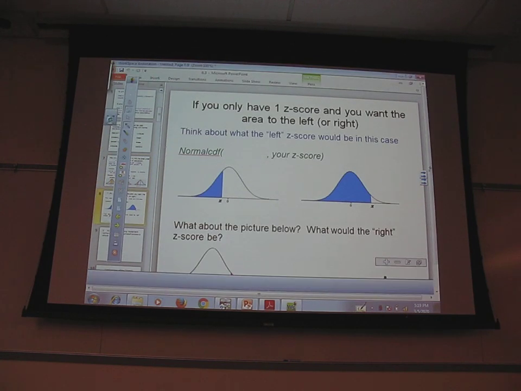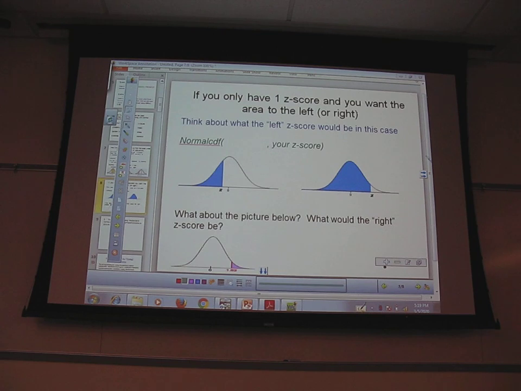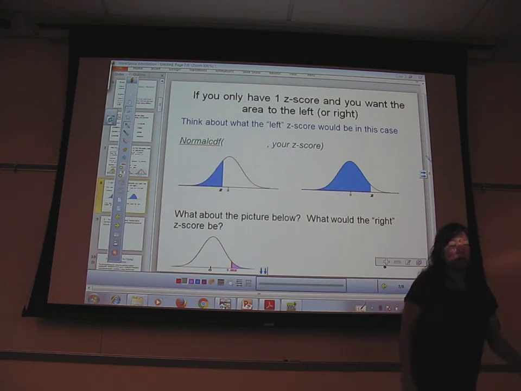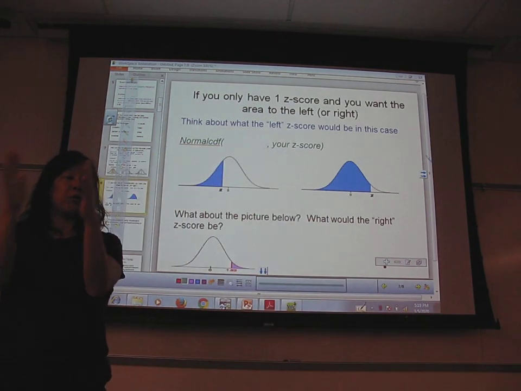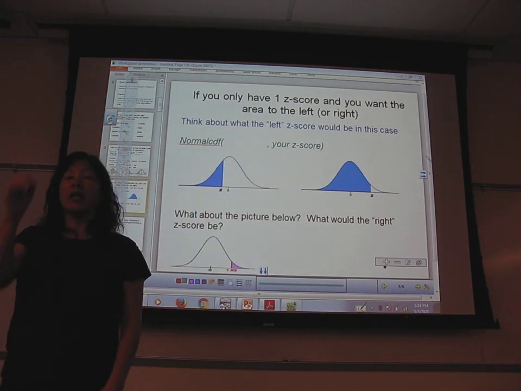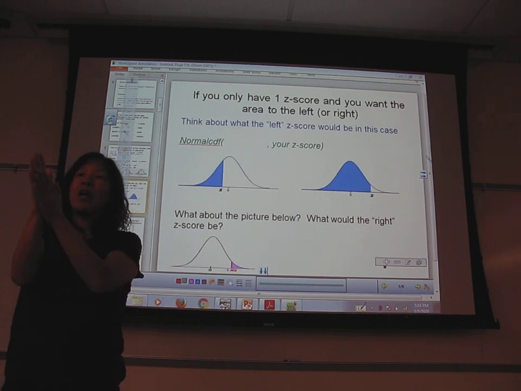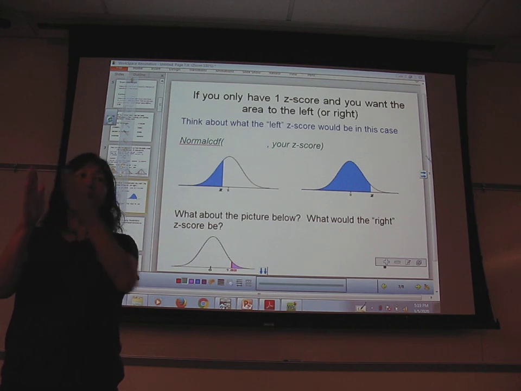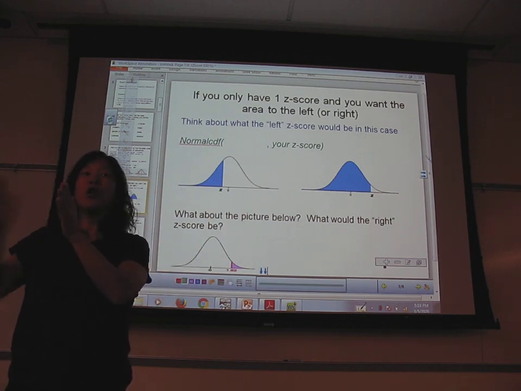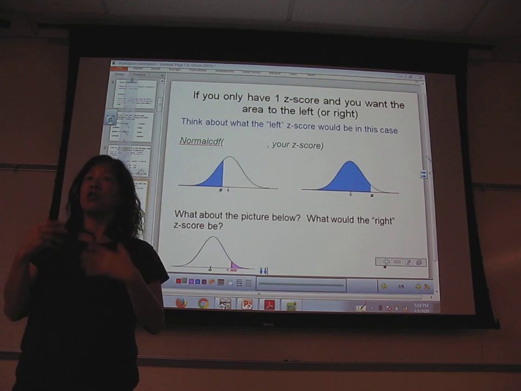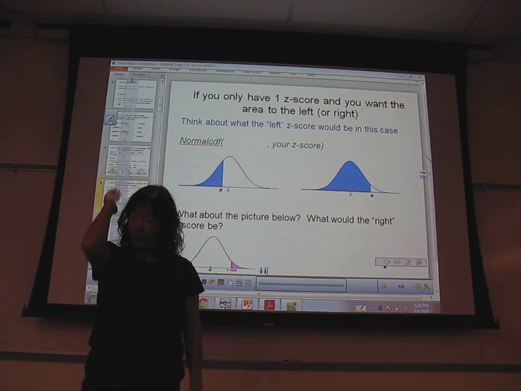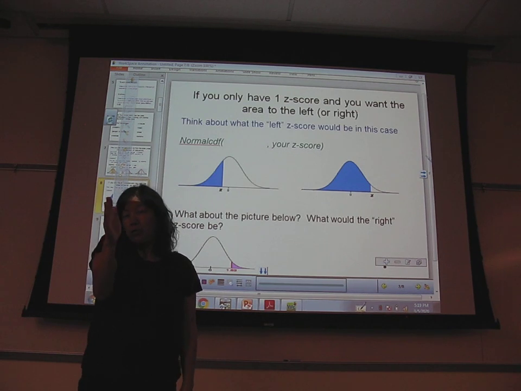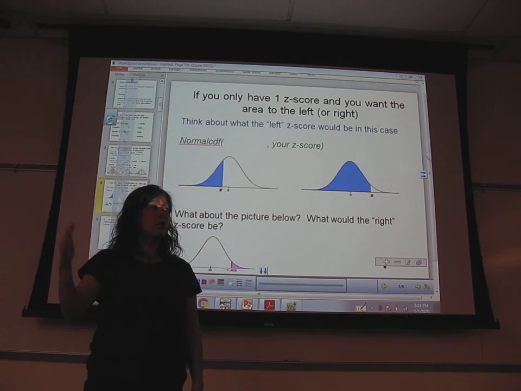So, in these problems, you're always going to have either two z-scores you want to find the area between, or you're going to have one z-score, and you need to find the area below it or above it. The area less than it or the area greater than it. If I give you 2, then you find the area between them. If you get 1, then it better be that you're looking for the area above it or below it.